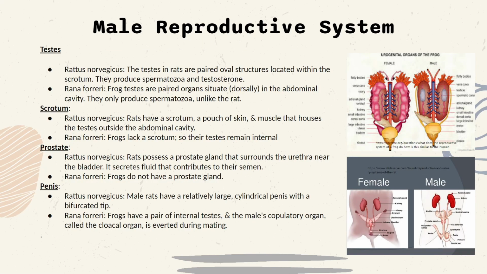Now we take a look at the male reproductive system. We begin with the testes, and in Rattus norvegicus we can see that the testes are paired oval structures located within the scrotum. They produce spermatozoa and testosterone.